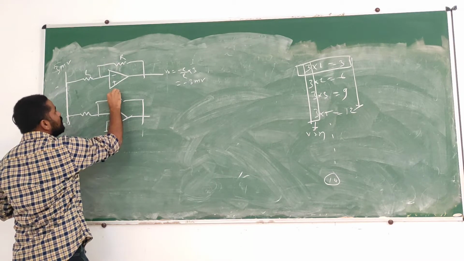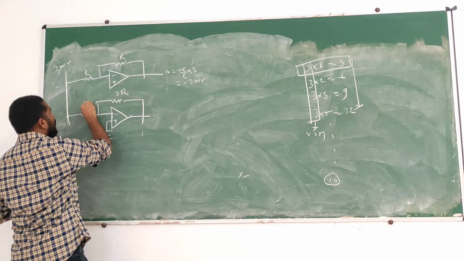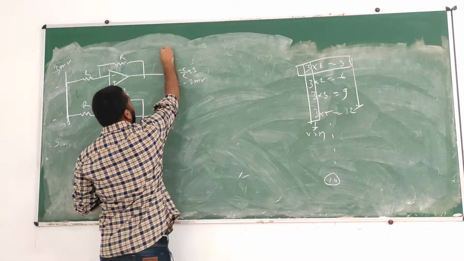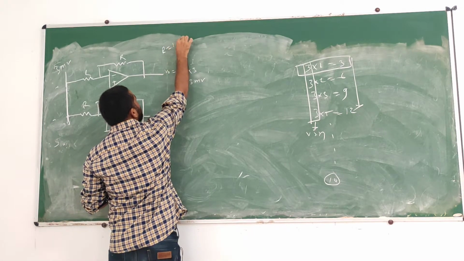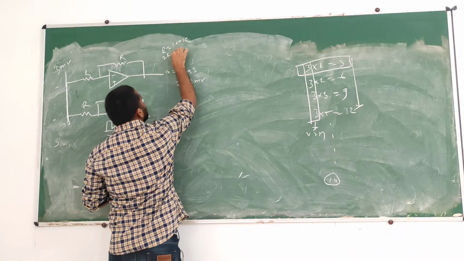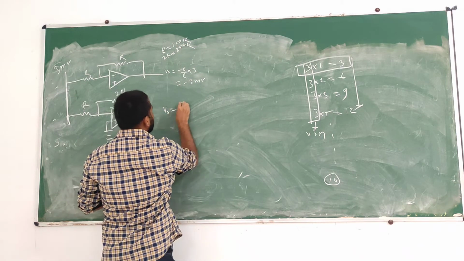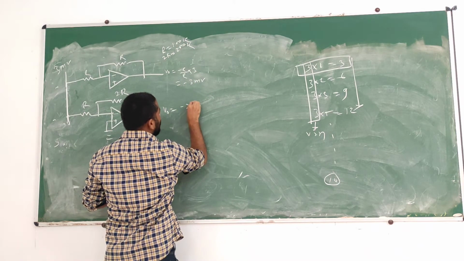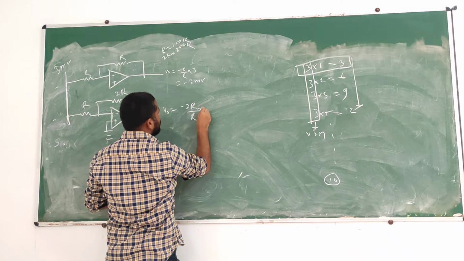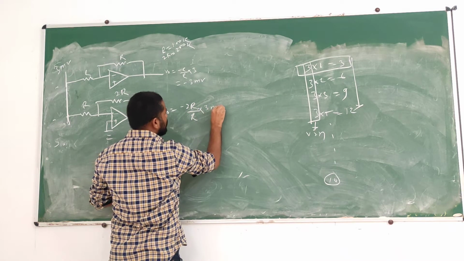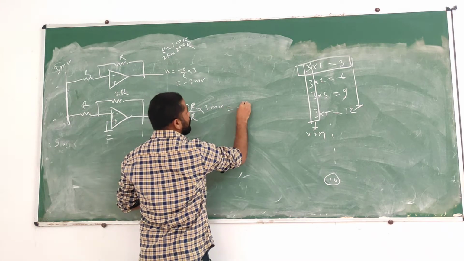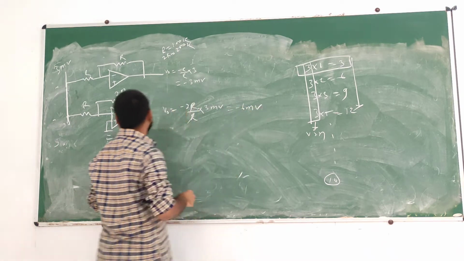How to make gain 2? Put it as 2R and R. Now you can take R as 100K, then 2R will be 200K. Now output is nothing but minus 2R by R into 3 millivolt, you got minus 6 millivolt.